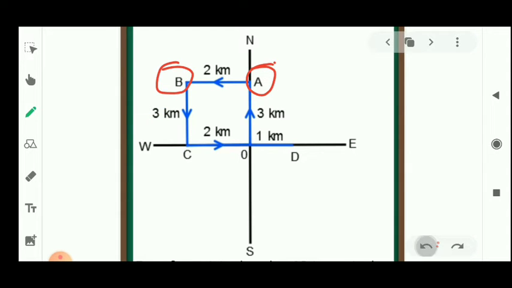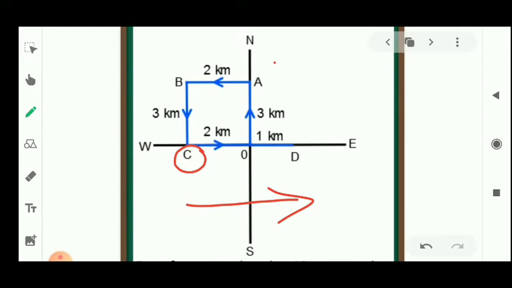Okay students. After this, the question told you, at this point he turns to his left and walks 3 km. Now he is standing on C point, and he turns to his left. That means in which direction? This direction. And how much he has to move? 3 km. That means this is 3 km. You can see 2 is here and 1 is here. Total is 3. Now he reaches on which point? D point. Finally he is on D point, students.